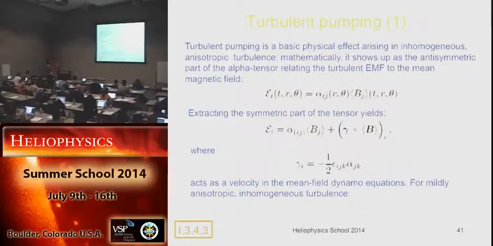Now, you can separate, I go quickly through this because it's really getting kind of technical, the symmetric and anti-symmetric part of this alpha tensor. The anti-symmetric part you can write as a pseudo-flow. So this is not a real flow, okay? This thing is called turbulent pumping. If you put a drop of ink in the sun, turbulent flow is not gonna move the ink around. It's basically a part of the electromotive force that corresponds to displacing the large scaled field. Mathematically, from the point of view of the mean field and the mean field only, it looks like a large scale flow, but it's really a turbulent effect.